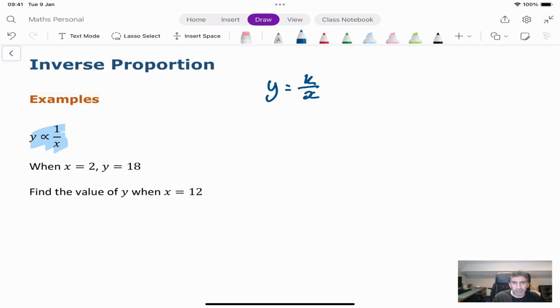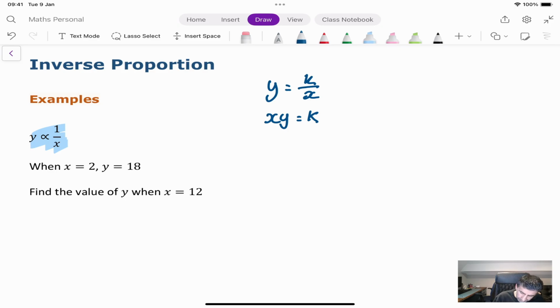Now I prefer to write this as a rearrangement of this over here, where I'm going to multiply both sides by x. And I prefer to write it as xy is equal to k. And what that's telling me is if I multiply my x value and my y value together, I'm always going to get the same constant value k. And my first job is to work out, well, what is that k? What is that constant value that I will always get if I multiply x, y together?